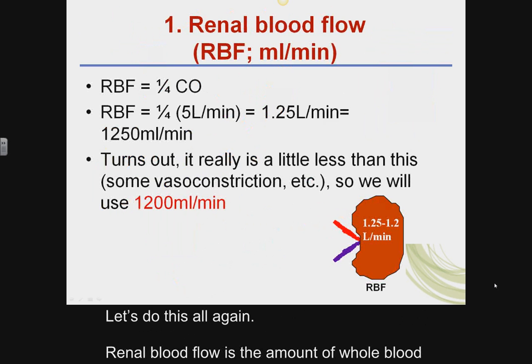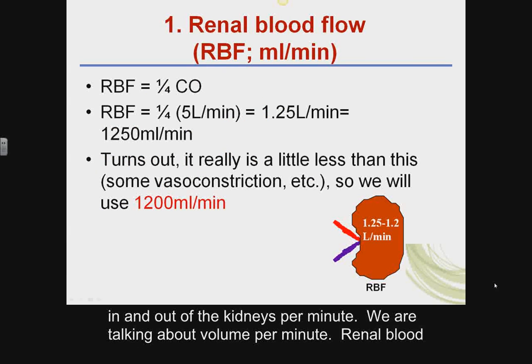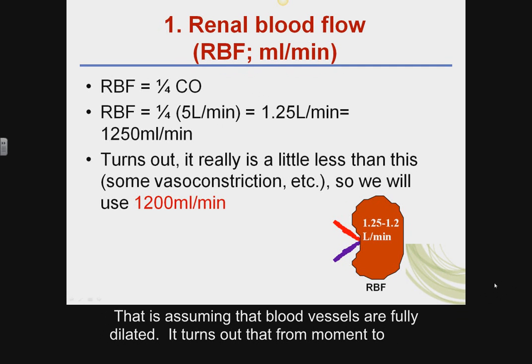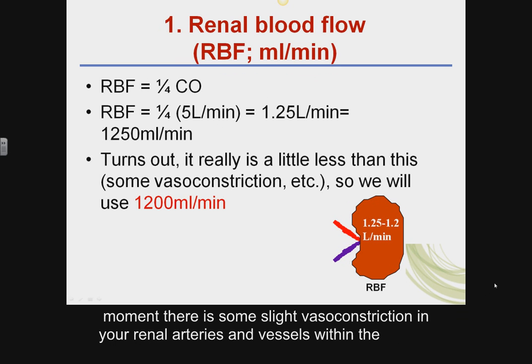Let's do this all again, slide by slide. Renal blood flow is the amount of whole blood that actually goes in and out of the kidneys per minute. We are talking about volume per minute. Renal blood flow is loosely calculated as 1/4 of cardiac output, which is about 1,250 milliliters per minute. That is assuming that blood vessels are fully dilated.